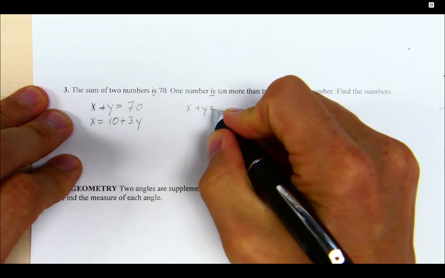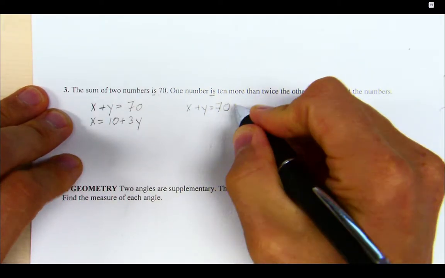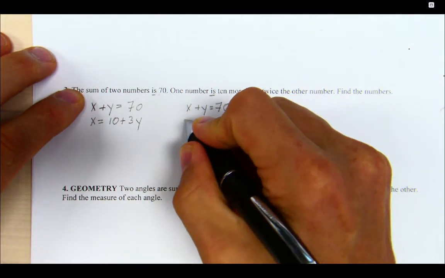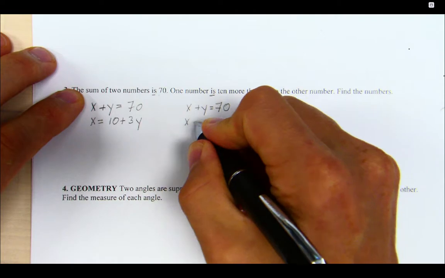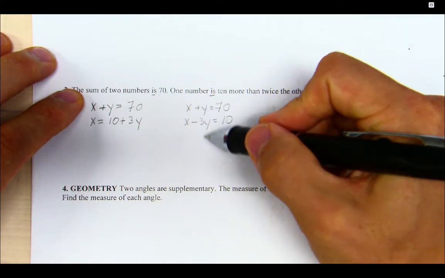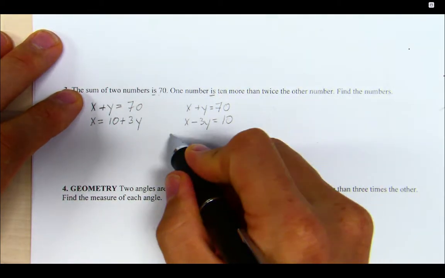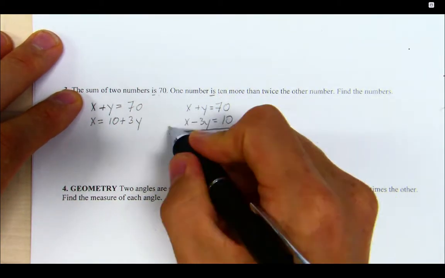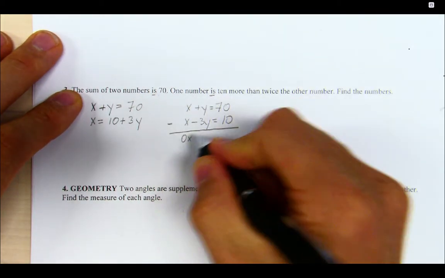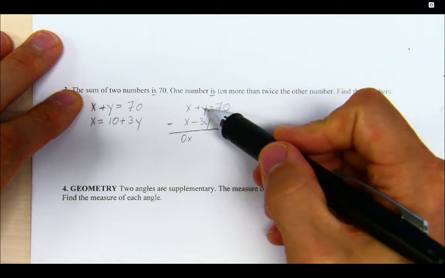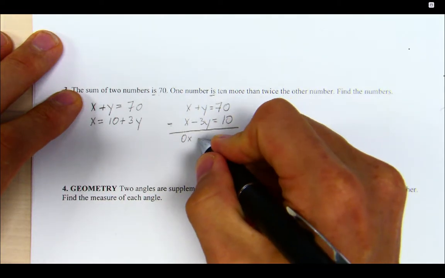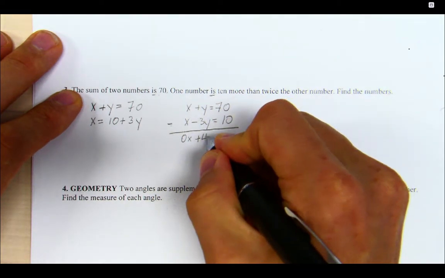So I have x plus y is equal to 70. It looks good the way it is. But I'm just going to subtract 3y from both sides over here so we line up our variables nice. Okay? And now if we subtract both equations, I got x minus x is 0x, is what we were looking for. And now my plus y minus 3y is actually y plus 3y, right? So I'm going to get 4y there.